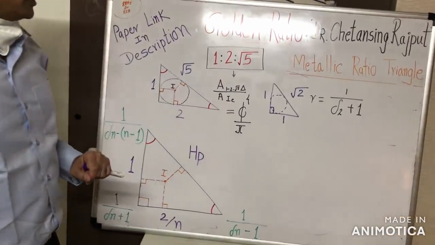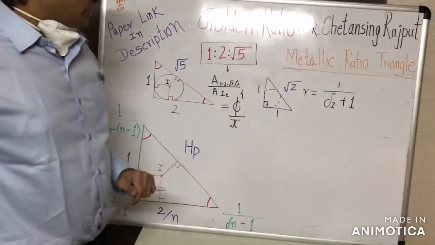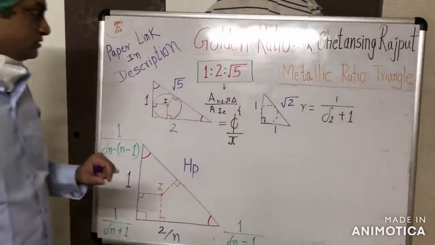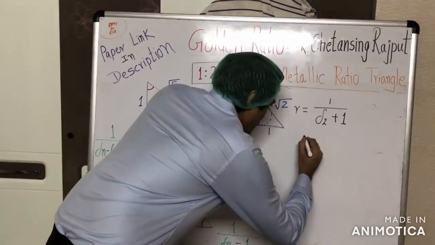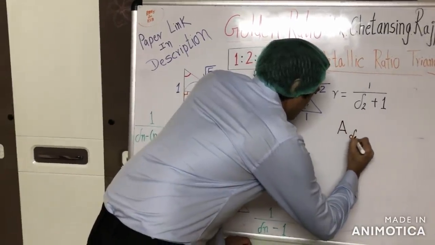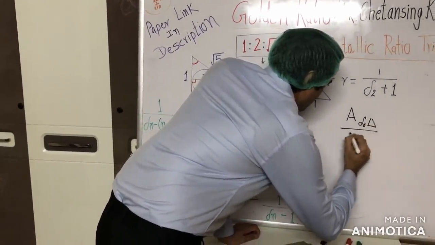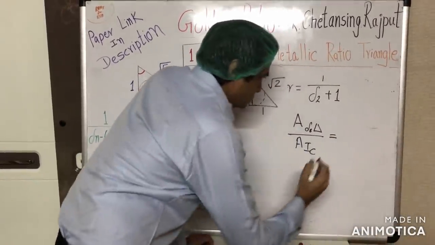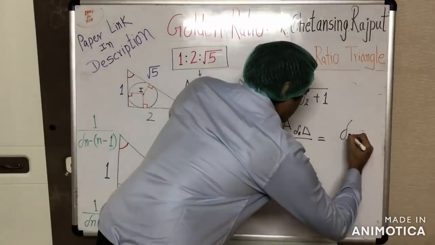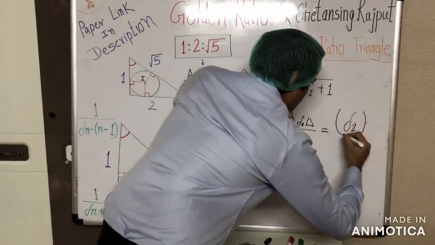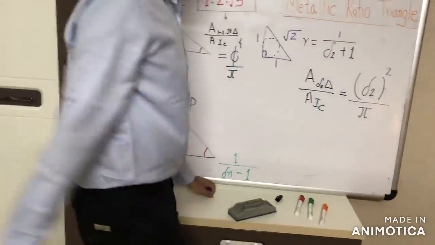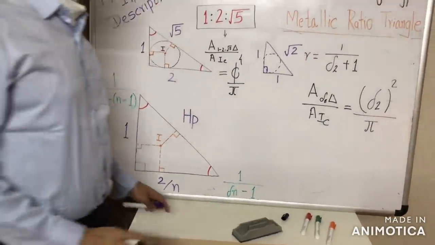These things can also be generalized for every metallic ratio. Like here in this silver ratio triangle, we can generalize the things like area of silver ratio triangle upon area of its incircle is also precisely equal to the square of silver ratio upon pi. Okay, everything can be generalized.